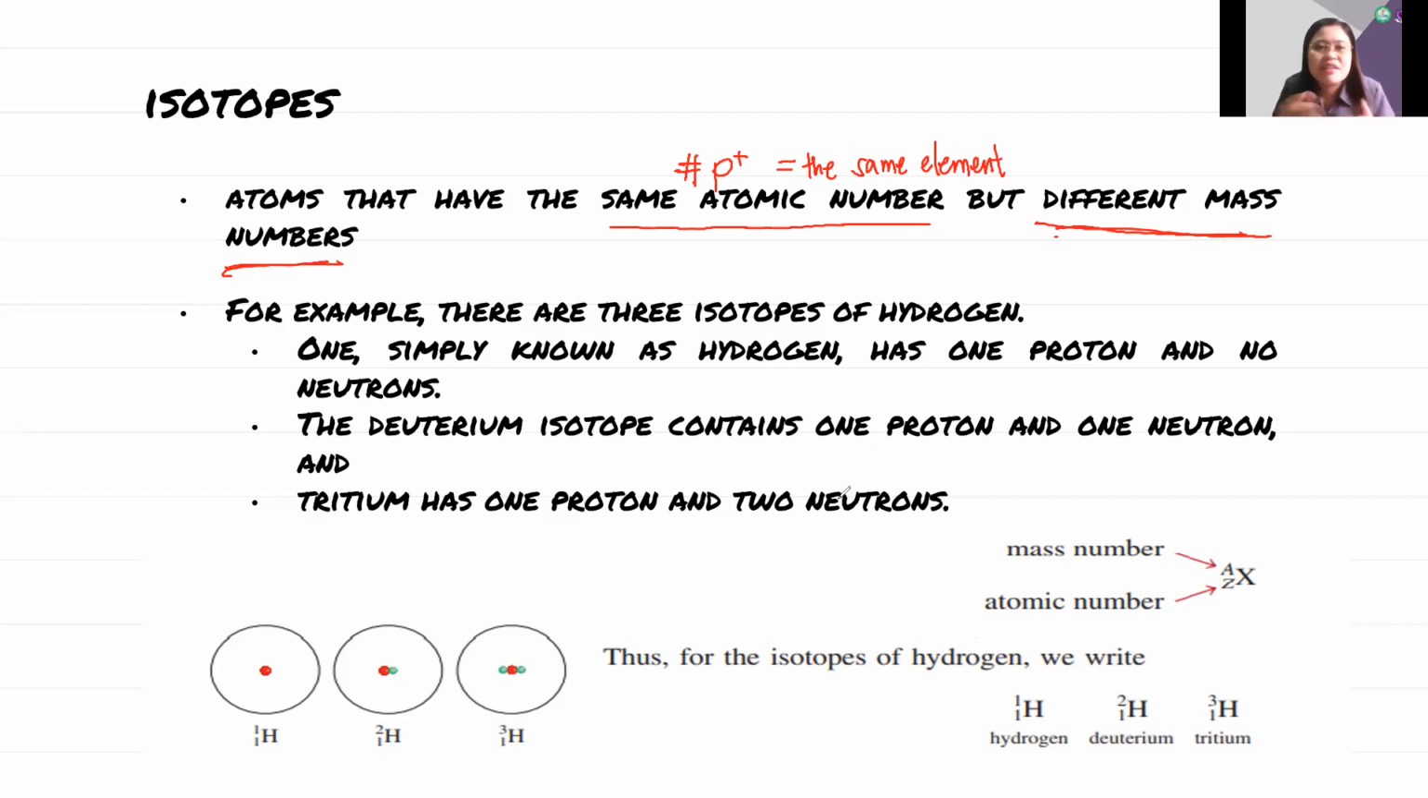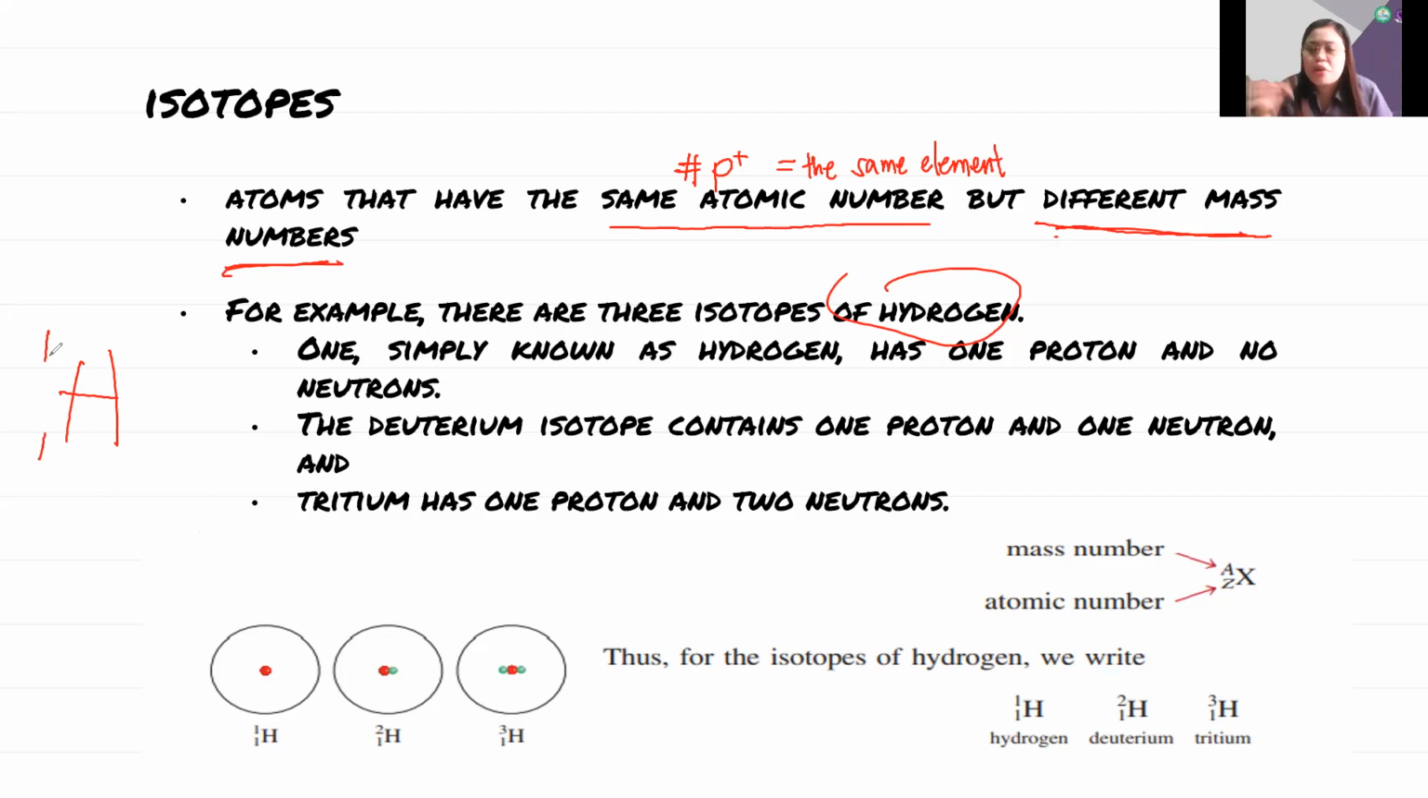So let's have an example so that you can understand what isotopes are. Sometimes they are called isotopes. So number 1, we have here hydrogen. Hydrogen actually has 3 isotopes. So the first isotope of hydrogen is simply hydrogen, what we call hydrogen, which if you look at the periodic table, has 1 as the atomic number and 1 also as the atomic mass.